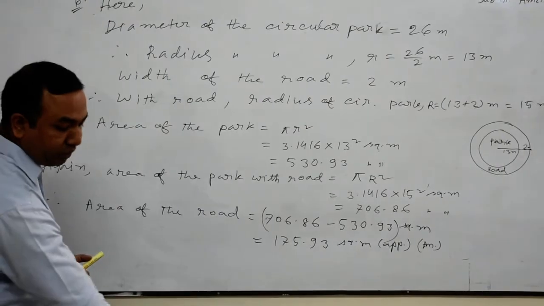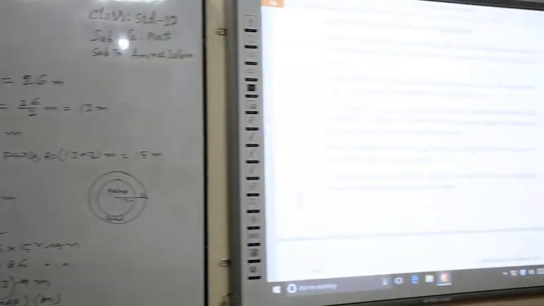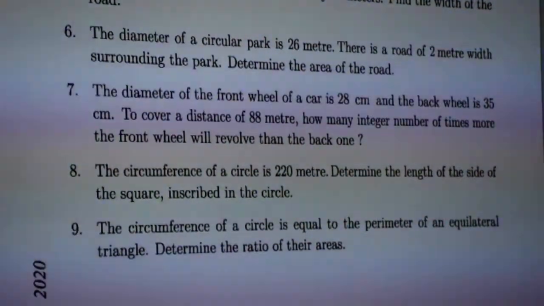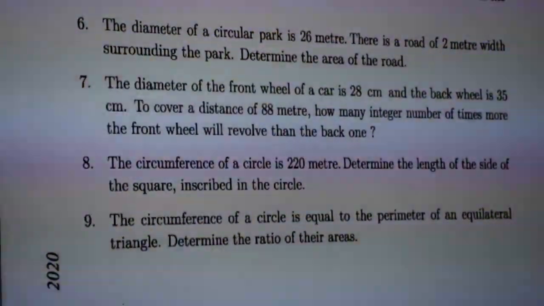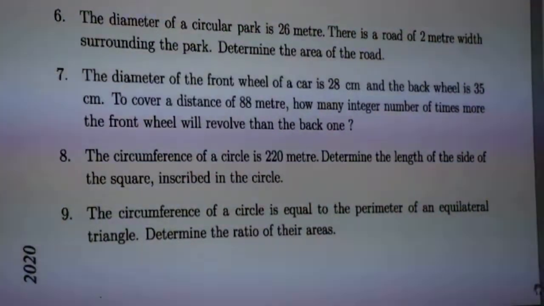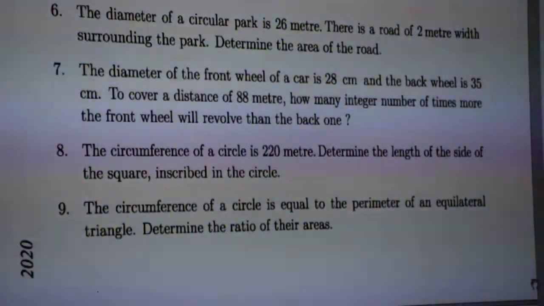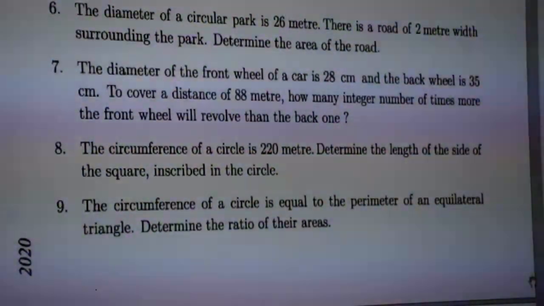So what is given in question number 7? The diameter of the front wheel of a car is 28 cm and the back wheel 35 cm. To cover the distance 88 meter, how many integer number of times more the front wheel will revolve than the back one?